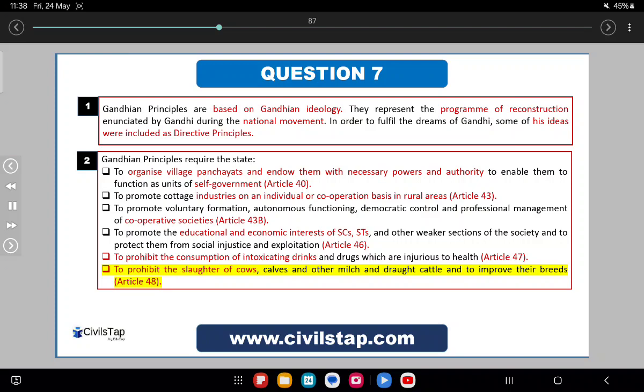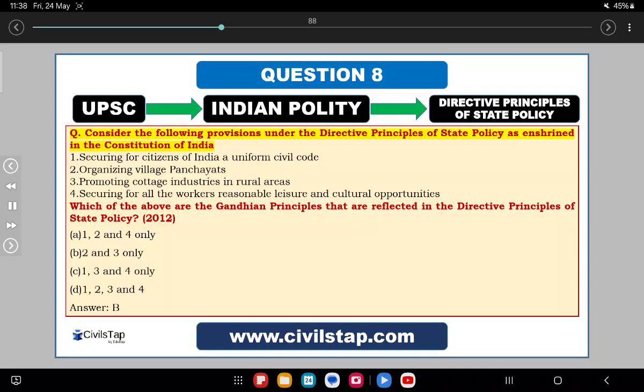Article 48. Q. Consider the following provisions under the directive principles of state policy as enshrined in the Constitution of India. 1. Securing for citizens of India a uniform civil code. 2. Organizing village panchayats. 3. Promoting cottage industries in rural areas. 4. Securing for all the workers reasonable leisure and cultural opportunities. Which of the above are the Gandhian principles that are reflected in the directive principles of state policy? 2012. A. 1, 2 and 4 only, B. 2 and 3 only, C. 1, 3 and 4 only, D. 1, 2, 3 and 4. Answer, B.